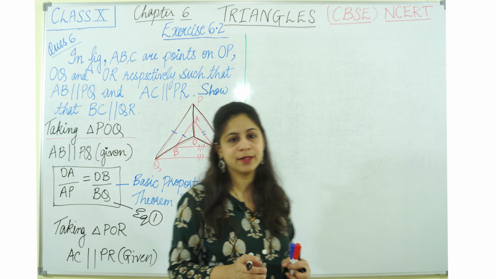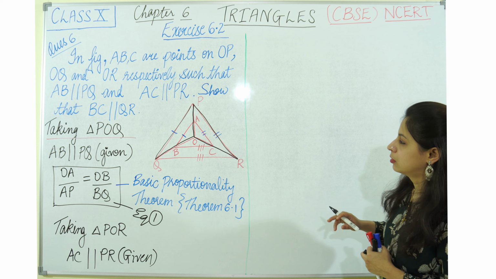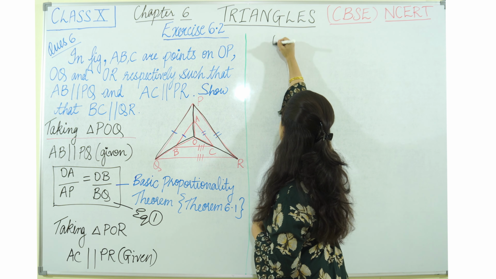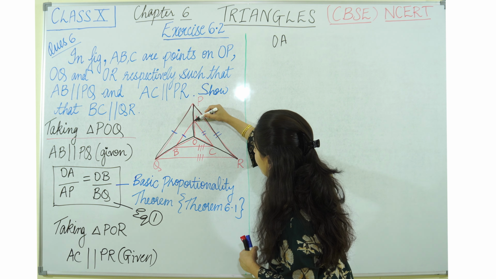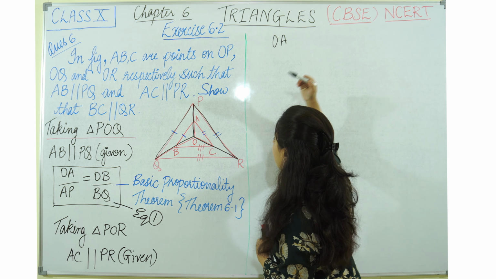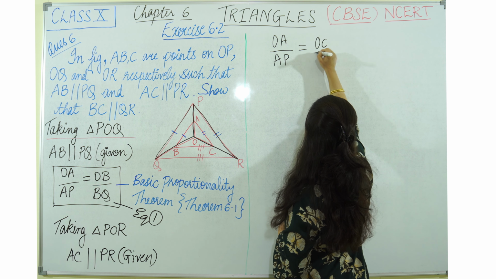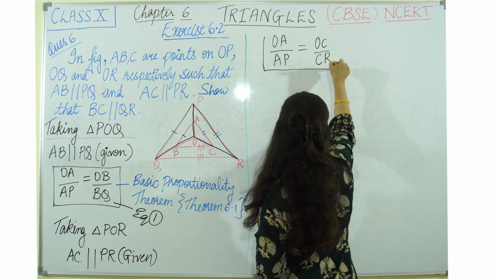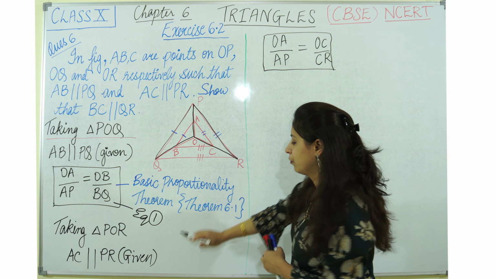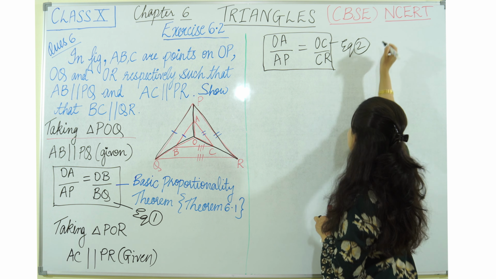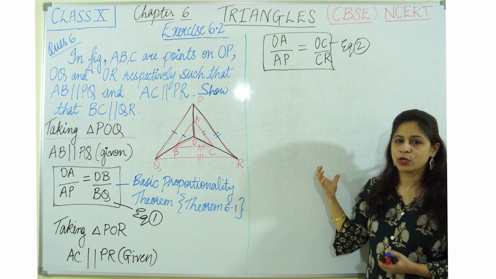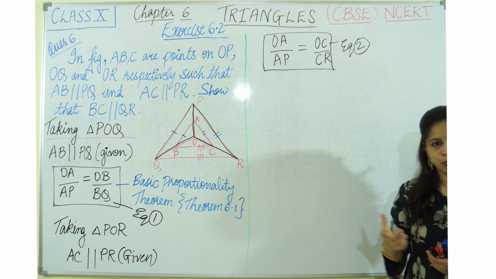So here also the basic proportionality theorem, or the Thales theorem, or theorem 6.1, is applicable. Let us write down the conclusion: OA upon AP is equal to OC upon CR. This is the conclusion from AC parallel to PR. Let us mark it as equation number 2, and also write the reason behind it. The reason is the same: it is because of the basic proportionality theorem.